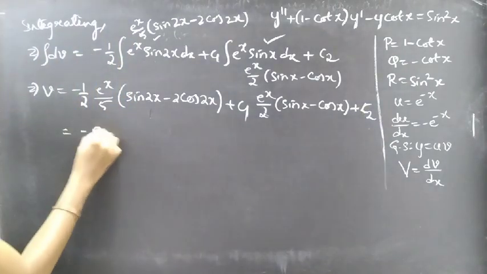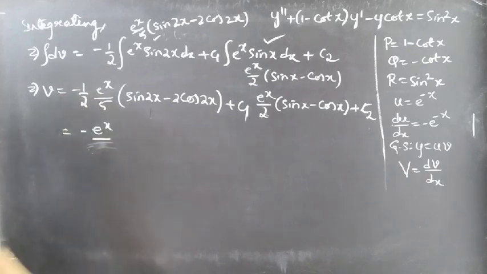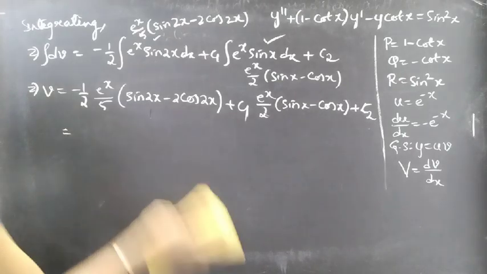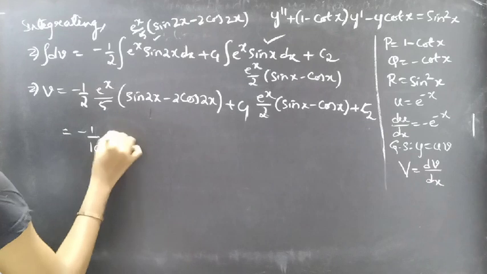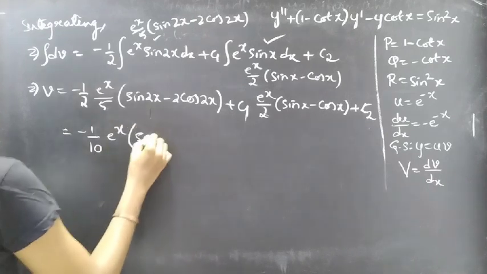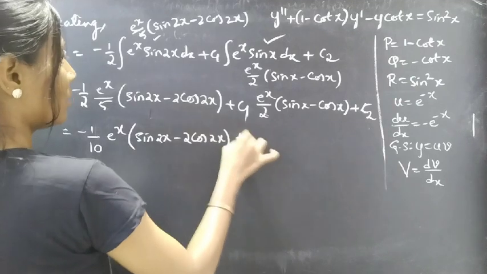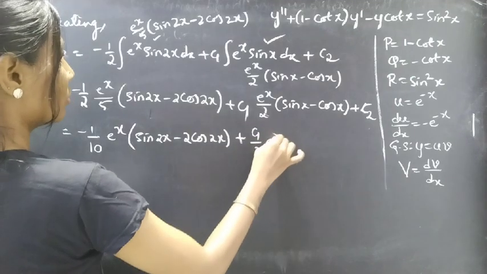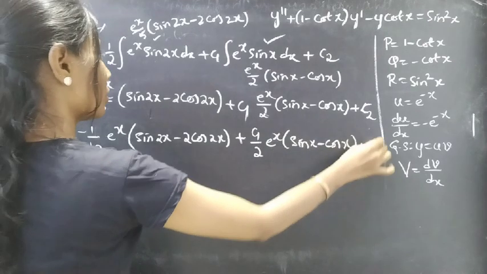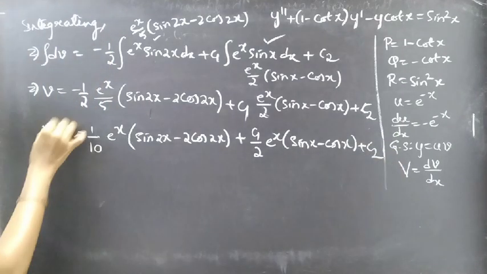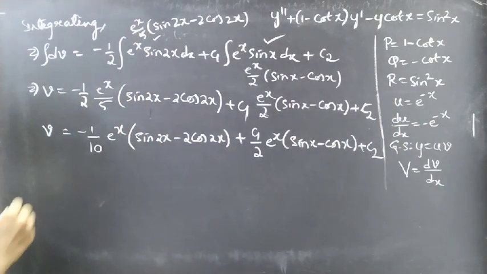This is equal to minus 1 by 2 into 1 by 5, that is 1 by 10, into e power x into sin 2x minus 2 cos 2x, plus c1 by 2 into e power x into sin x minus cos x, plus c2, which is our required v. We got v and already we have u. So let's write the general solution.